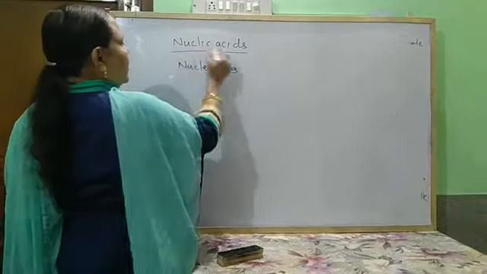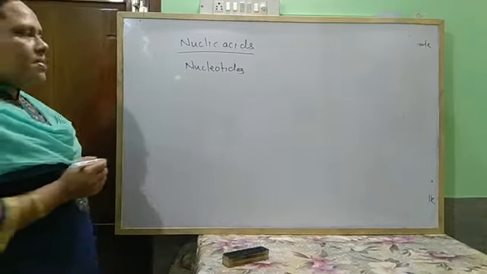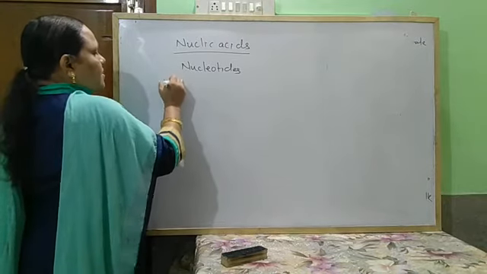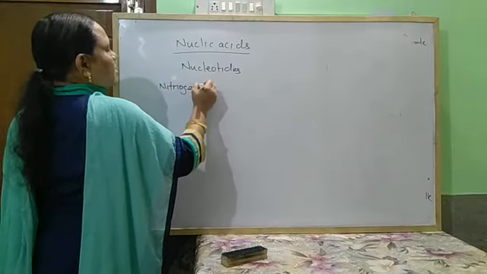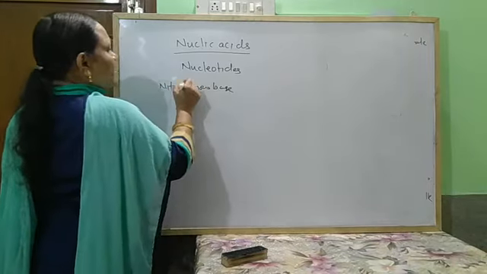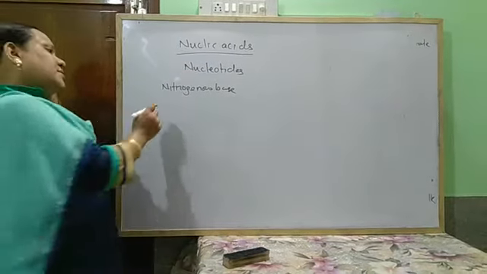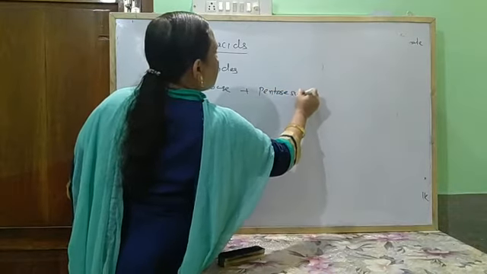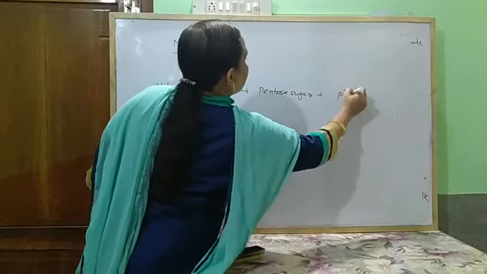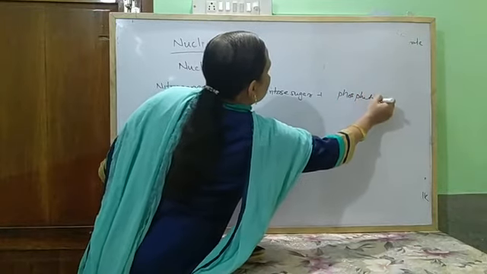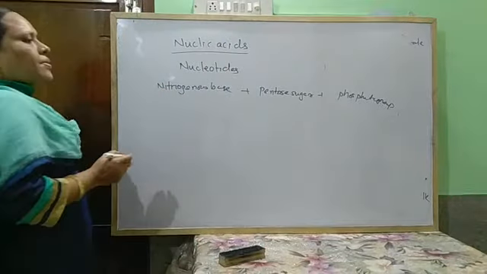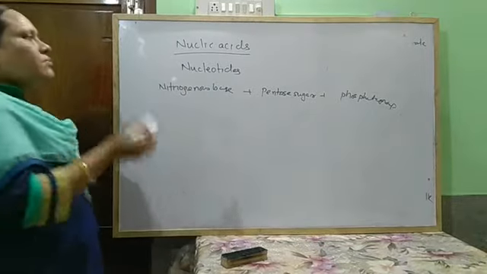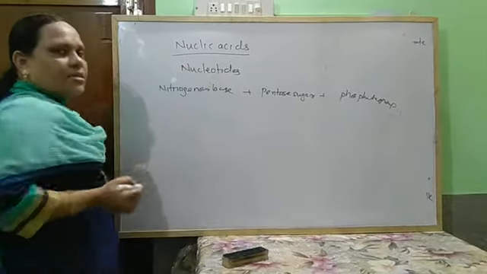And what are nucleotides? Nucleotides consist of three parts: one is a nitrogenous base, another a pentose sugar, and another a phosphate group. The combination of these three is known as a nucleotide, and the polymer of this nucleotide is known as nucleic acid.